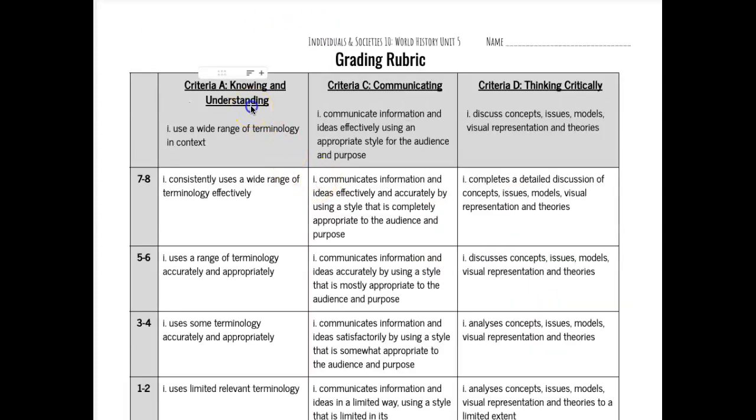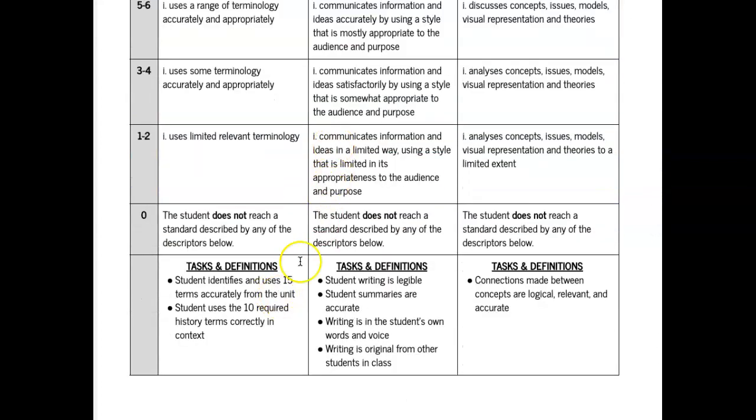On Google Classroom, you should see the copy of the grading rubric, how you're going to be graded. So the top score of a 7 or 8 is up here, and then it goes down from there. At the bottom of the rubric, you'll see specific tasks and definitions. These are the specific things that your teacher will grade you on when they're looking in each category. Please note that since you are handwriting this task, we're really looking to see that your handwriting is legible. That means easy to read. All right, good luck on your summative, and please reach out to your teacher if you have any questions.